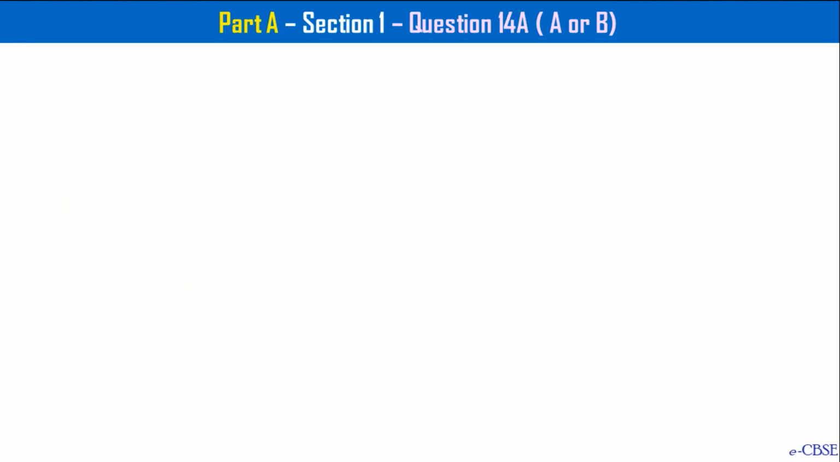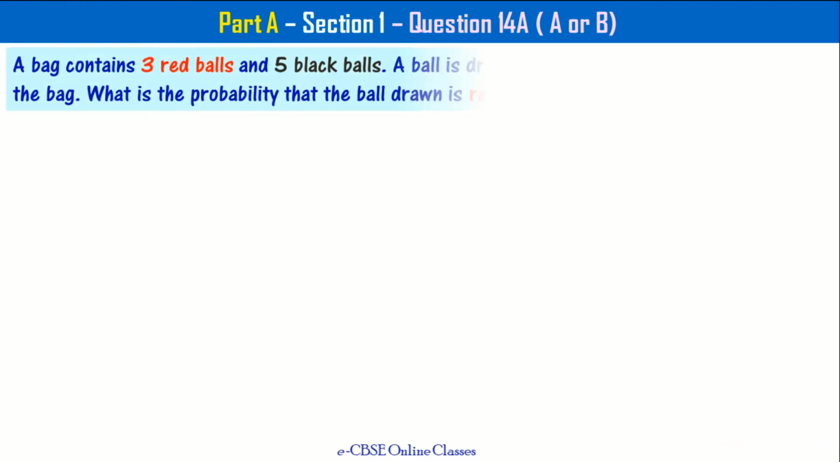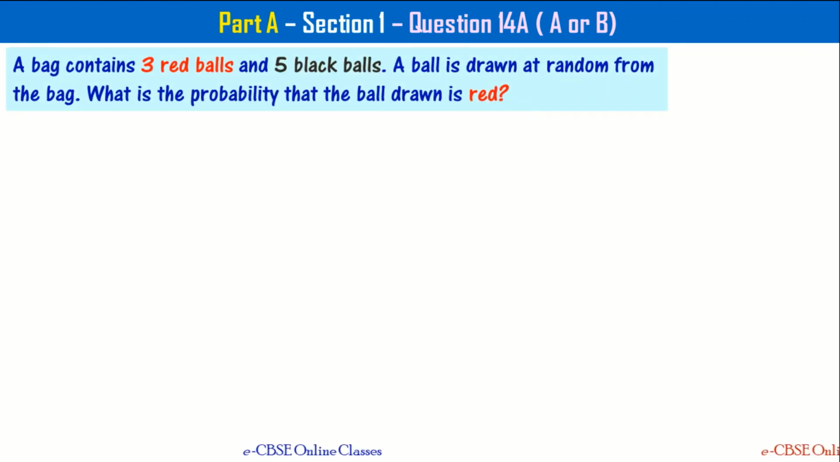Let's take a look at choice A of question number 14. A bag contains 3 red balls and 5 black balls. A ball is drawn at random from the bag. What is the probability that the ball drawn is red is the question. It is from the topic of probability.